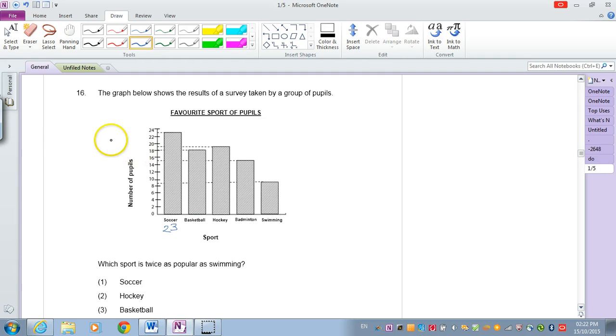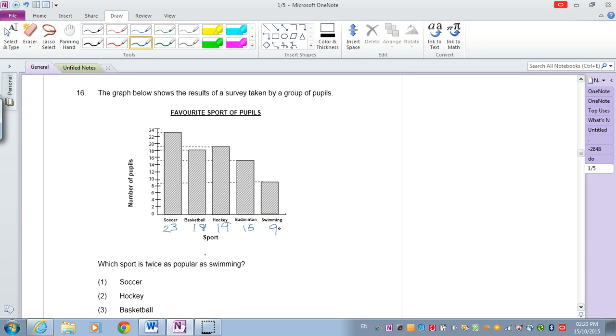If you use your ruler and do your reading, you can tell that there are actually 18 pupils that chose basketball. So make sure you write down the numbers, right? What about hockey? Hockey is between 18 and 20, so that will give us 19. And badminton would be between 14 and 16, so that would give us 15. Swimming is between 8 and 10, so that gives us 9.